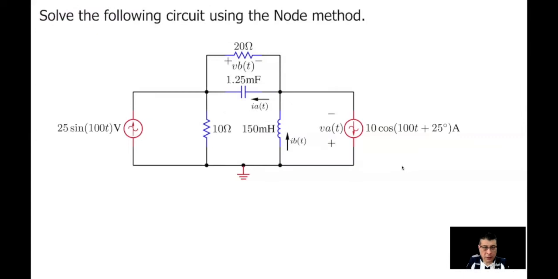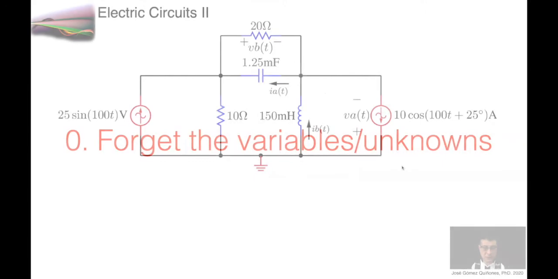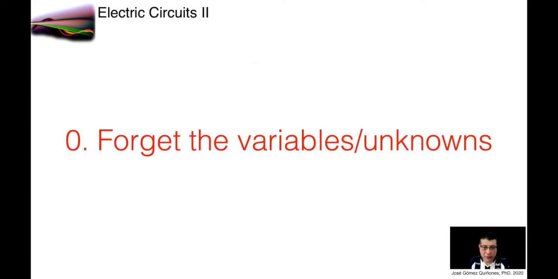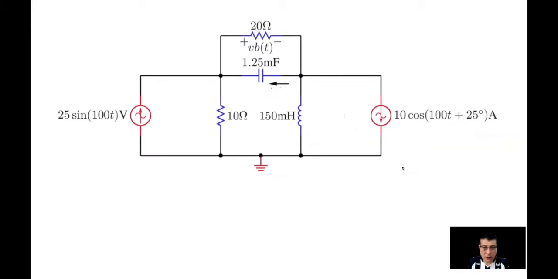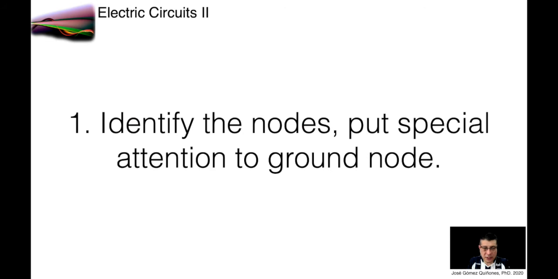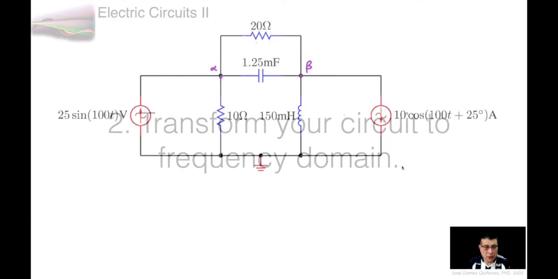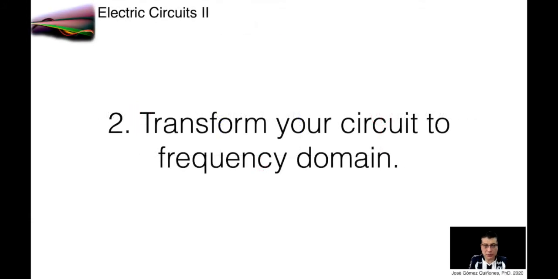The circuit that we are going to be solving is this one. It's an AC circuit with a couple of current sources. Step number 0, forget the variables. Okay, I'm going to erase all this. Step number 1, identify the nodes, paying special attention to the ground node. So I have my node alpha, my node beta, and my ground node. Step number 2, transform your circuit to frequency domain.